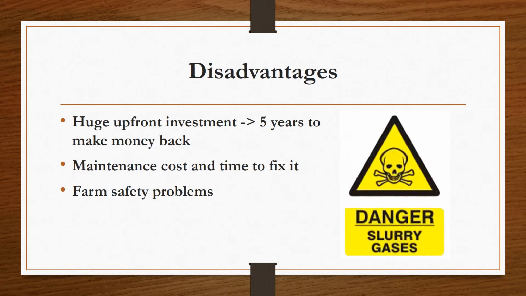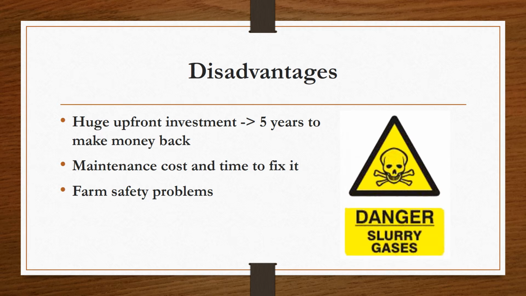Some of the disadvantages to an anaerobic digester is the huge upfront investment. That kind of scares farmers out of using this new technology. And as this technology becomes more and more usable, obviously the costs will probably go down over time. But the cost up front right now is kind of scary to look at. Some people are still trying to make it milk check to milk check. So, and the whole, it takes 5 years to make your money back. It can be a little scary.